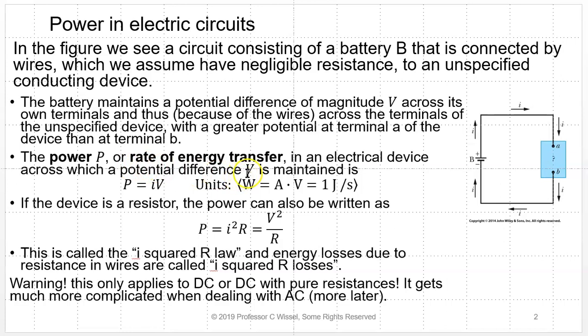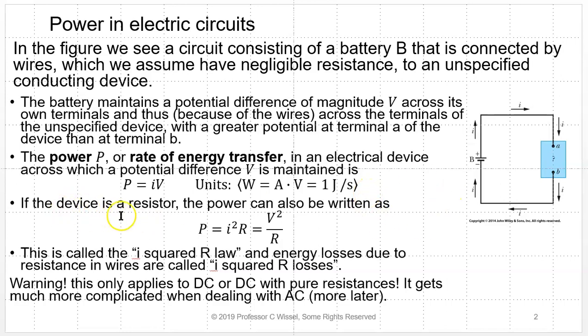Power P, or the rate of energy transfer in an electrical device across which a potential difference V is maintained, is power equals I times V, where I is the current and V is the potential. The unit is a watt equals 1 amp volt, which also equals 1 joule per second. It's the watt we had before.